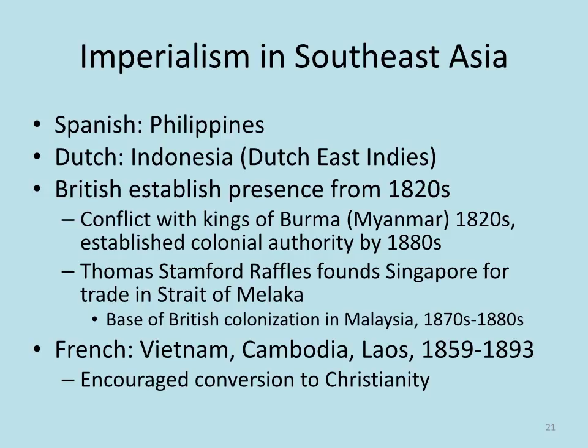Now, in Southeast Asia, we're going to see the Spanish conquer the Philippines, which will later be taken over by the U.S. The British established a presence from the 1820s in Burma. They're going to take over Singapore. They're going to try to find as much territory over in Asia as possible in order to support India and ensure that their crown jewel of India is going to be well protected.